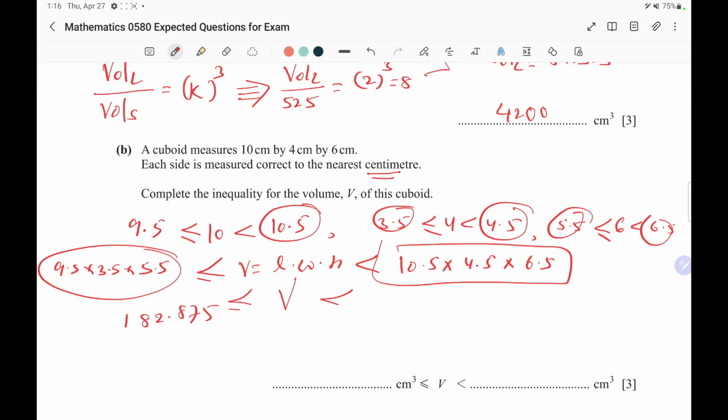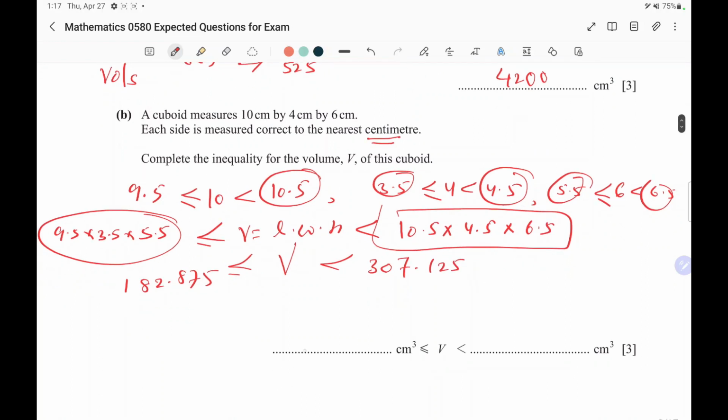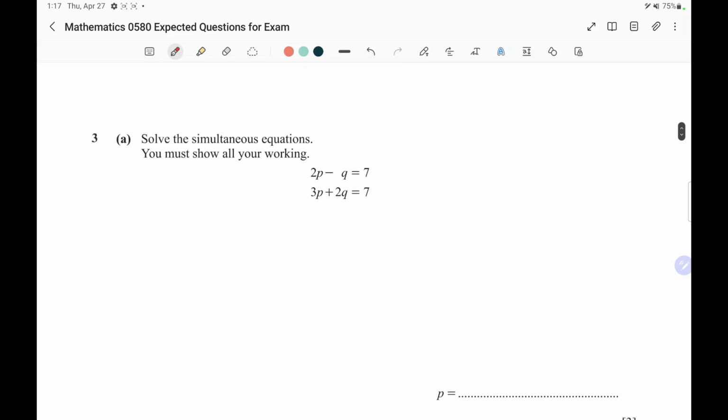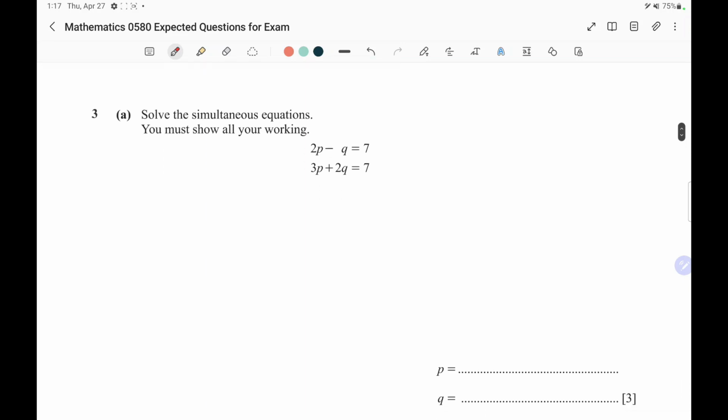10.5 times 4.5 times 6.5, which is 307.125. So now we can write here 182.875 and 307.125. So this should be the answer. Now next question that says solve the simultaneous equations, you must show all working.